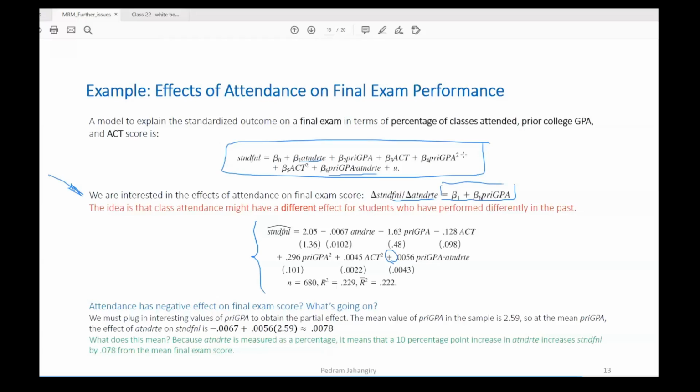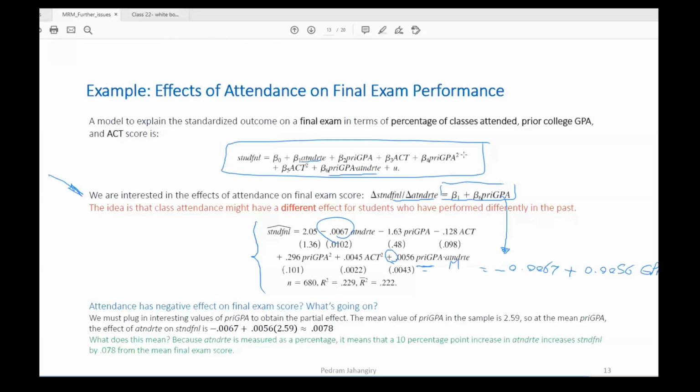This is not contradicting our belief, right? We believe that if your prior GPA was high, then the marginal effect of attendance rate on the score is going to be higher, right? Because you were smart students and so on. Okay. So let's look at the numbers for this regression, for this marginal effect. The marginal effect is going to be beta 1. Where is my beta 1? It's this number. So minus 0.0067 plus beta 6 times prior GPA. Beta 6 is positive, so plus 0.0056 GPA.